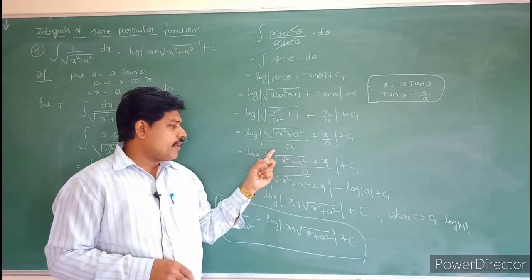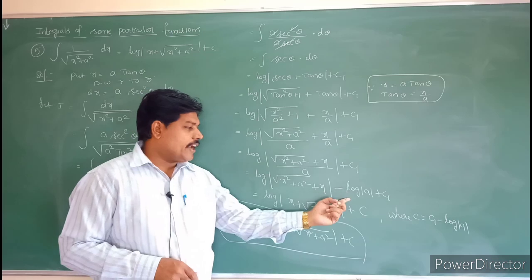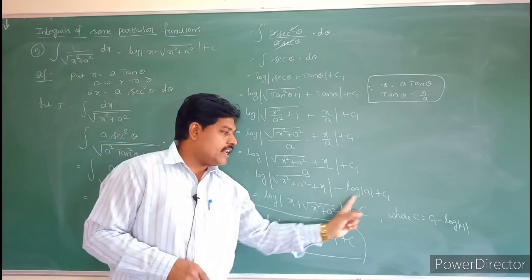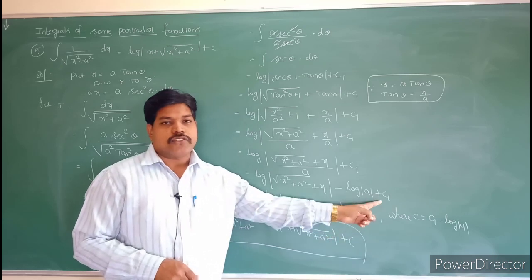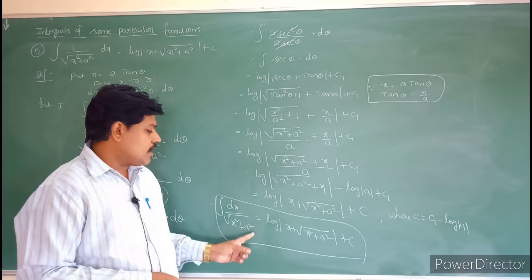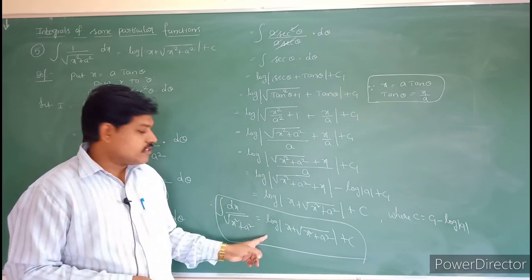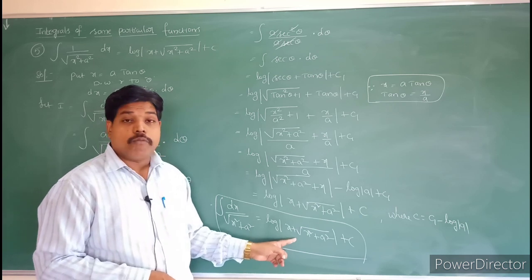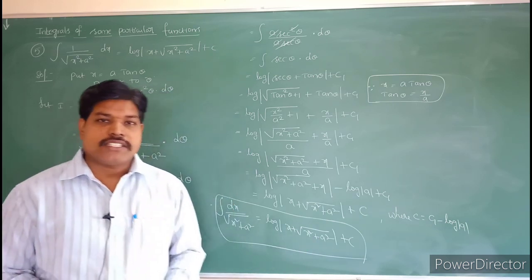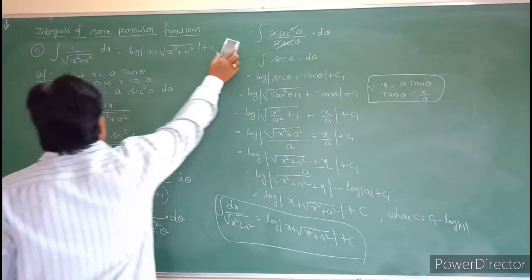It is in the form of log of a by b, you can write as log a minus log b plus c. So c1 minus log a you can take as an integral constant c. So the integral of dx by root of x square plus a square is log of mod x plus root of x square plus a square plus c. See that question, students. Important formulas.